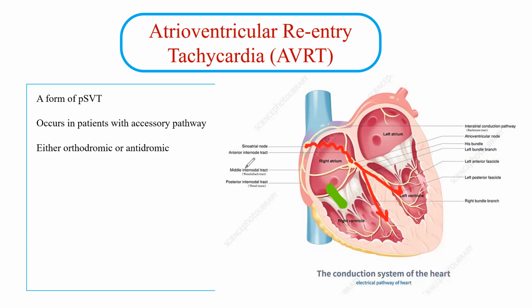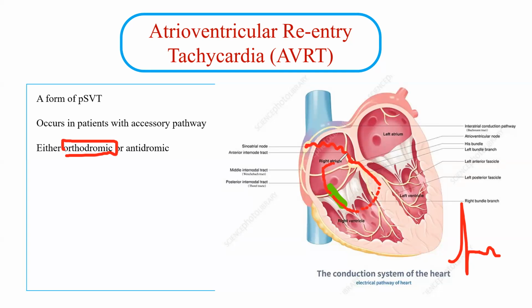Now, what happens in AVRT? Let's talk about the orthodromic, which is the most common type of AVRT. This electricity will go through the AV node first and go to the ventricles, so it will produce a narrow complex QRS. And after that, this electricity will retrogradely go back to the atria, giving me a new, retrograde P wave after the QRS complex.